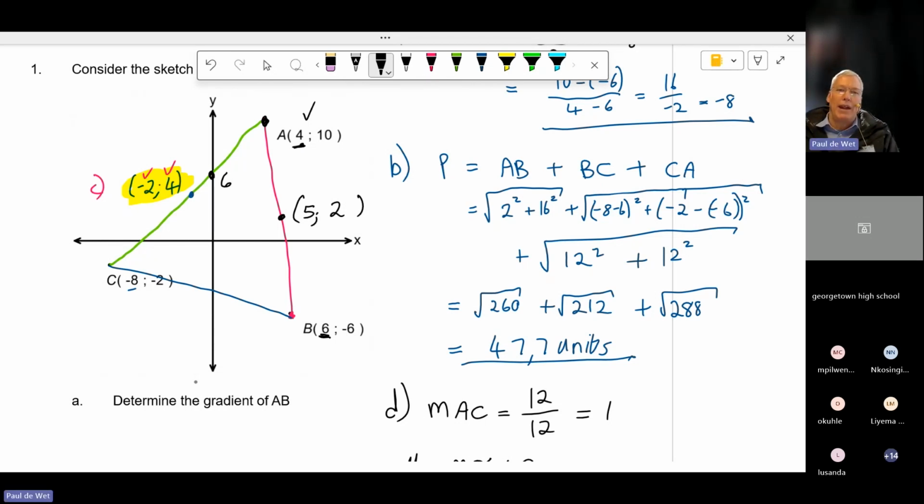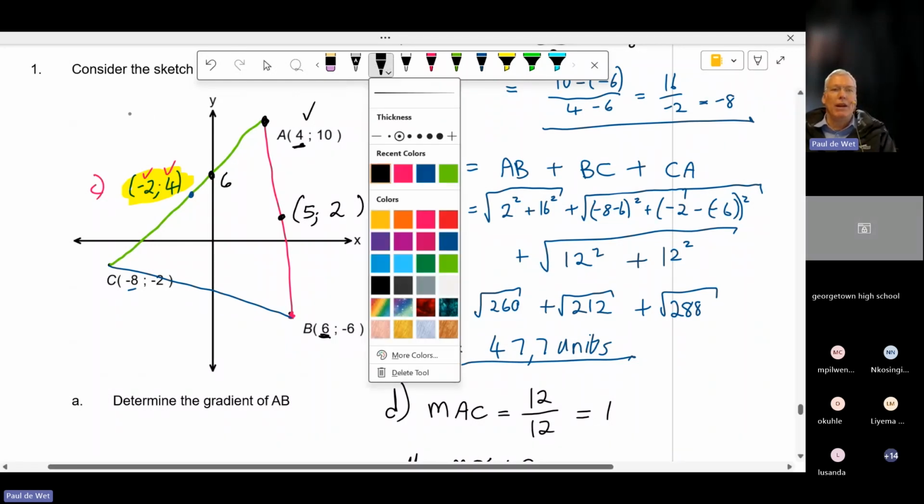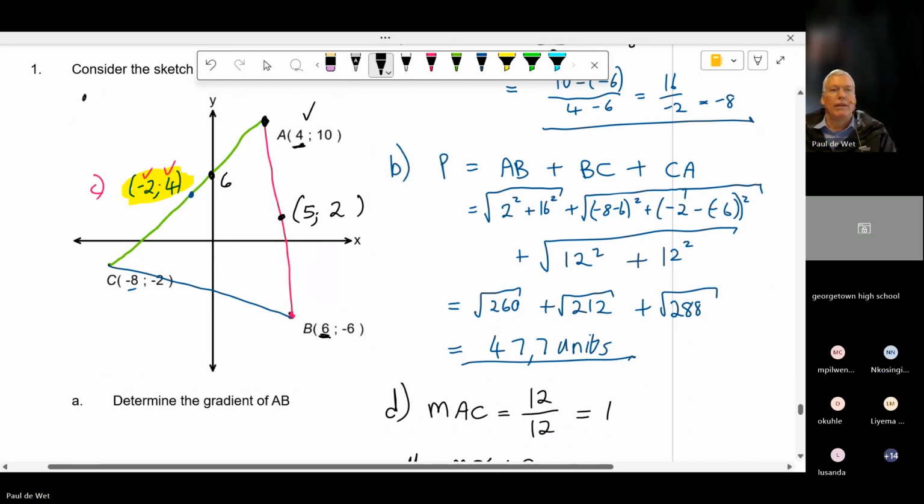Determine the gradient of AB. What? Okay, guys, question E we've already done. Question E is the same as question A. Now, have a look at this. It asks us, what's the coordinates of point D if A, B, C, D is a parallelogram? So I want us to look. D is going to be over here somewhere. Okay, and I'm going to end up with a parallelogram.